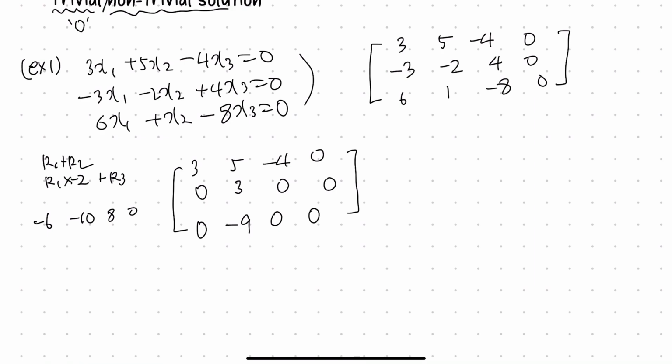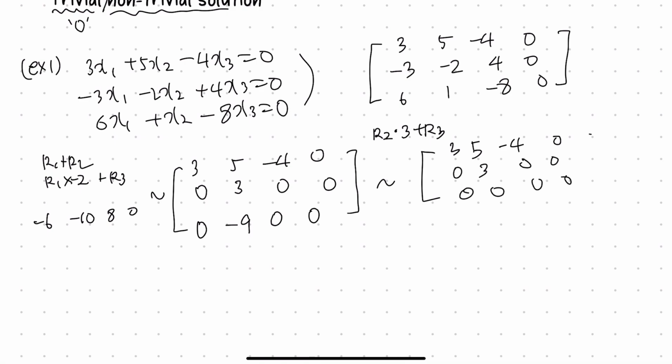So if you do that again, then if you do R2 times 3 plus R3, then you would have 3, 5, minus 4, 0, 0, 3, 0, 0, and 0, 0, 0, 0, right? So in this case, you can see that this means that x3 is a free variable, right? X3 is a free variable.